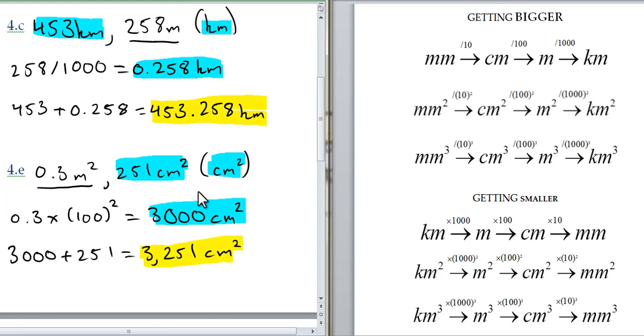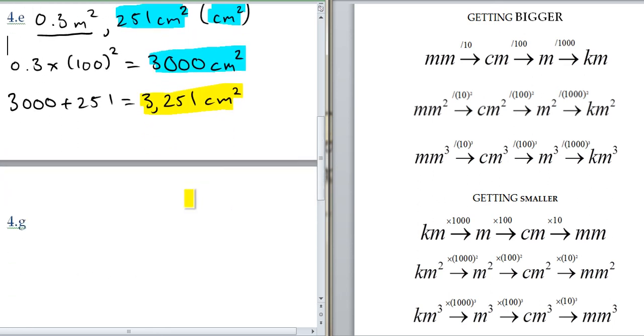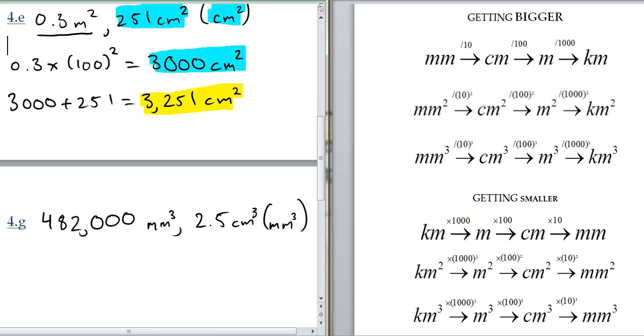One more to go. So we look now at 4G. In 4G, we're asked to sum 482,000 millimeters cubed with 2.5 centimeters cubed, and we're asked to express that in millimeters cubed. Okay, so what we want is millimeters cubed, and we already have that over here. So we just need to convert the other part, the 2.5 centimeters cubed.